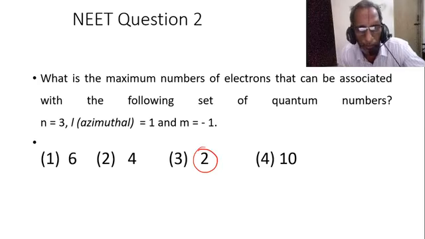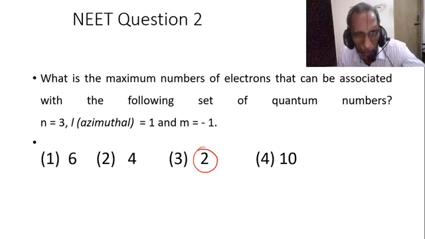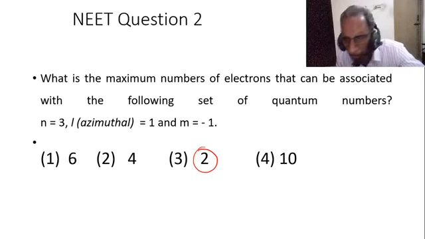So they will ask, orbital is getting fixed. N equal to 3 means third shell. L equal to 0 means s orbital, L equal to 1 means p orbital. Then m equal to minus 1 means px orbital. So px orbital is fixed.